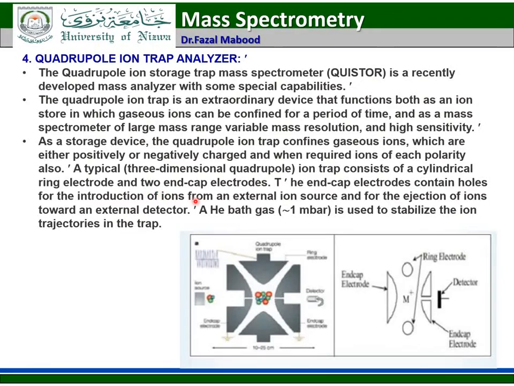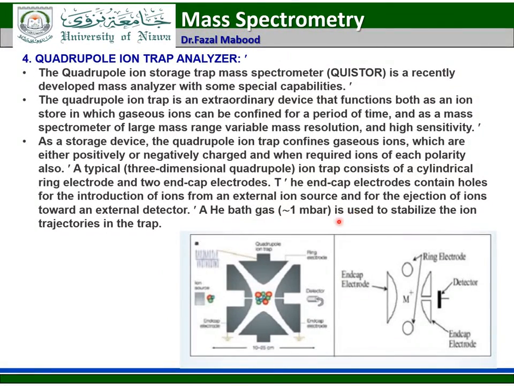End-cap electrodes contain holes for the introduction of ions from the external ion source and for the ejection of ions toward the external detector. He bath gas, here at 1 millibar, is used to stabilize the ion trajectory in the trap.